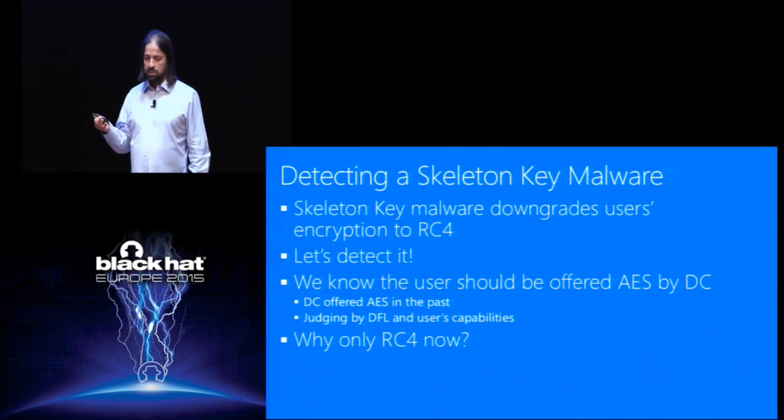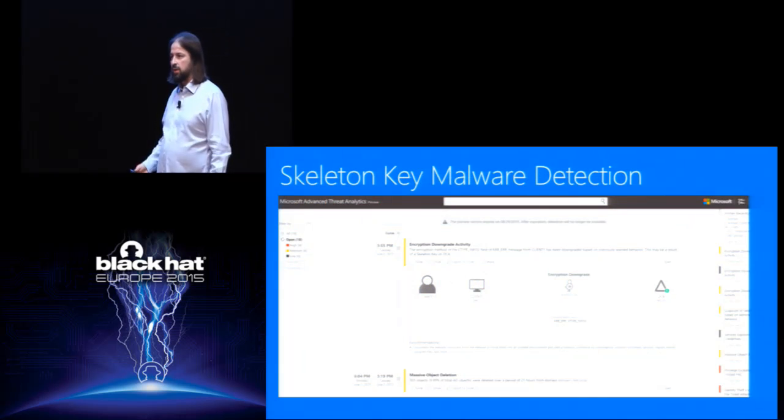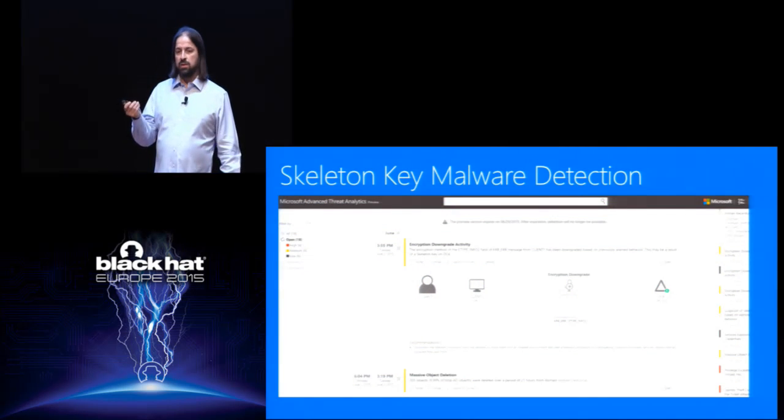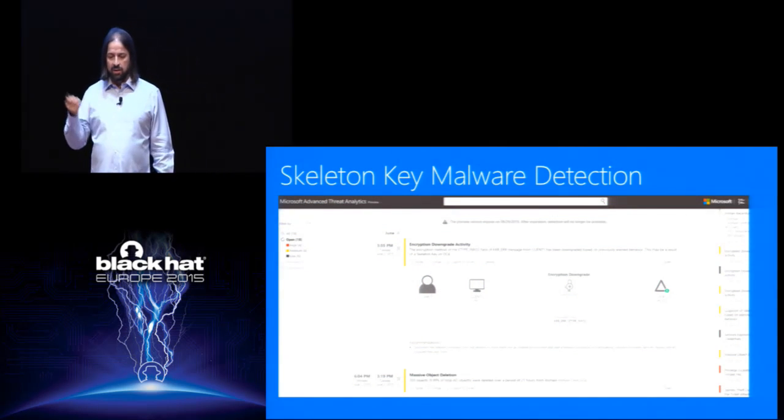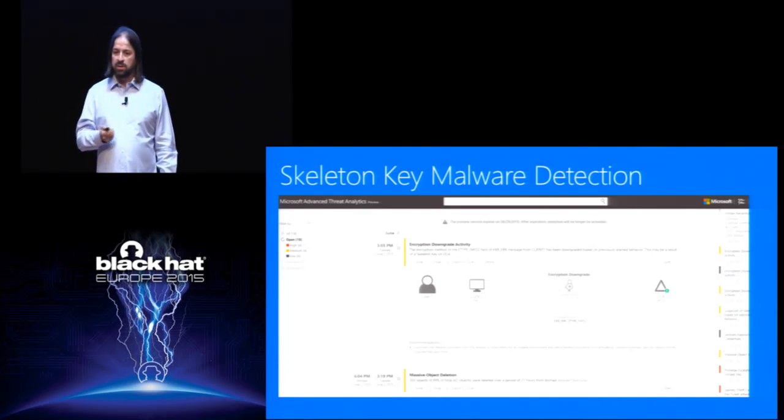in a previous access, or by judging the domain function level and the user capabilities. So if AES should be offered, or was before, why is it only RC4 now? Microsoft Advanced Threat Analytics monitors the domain controller and detects the downgrade activity. This is the screenshot of the alert, saying it's probably the skeleton key.